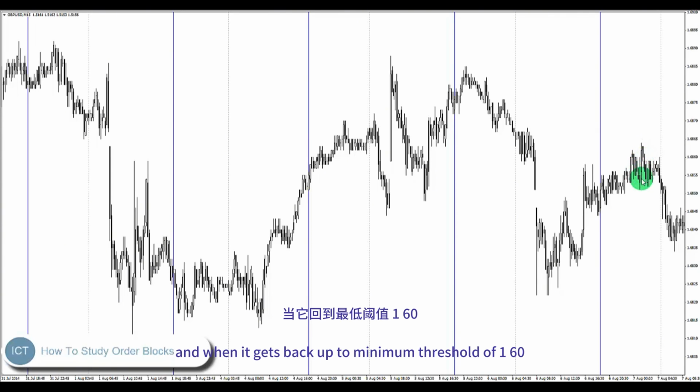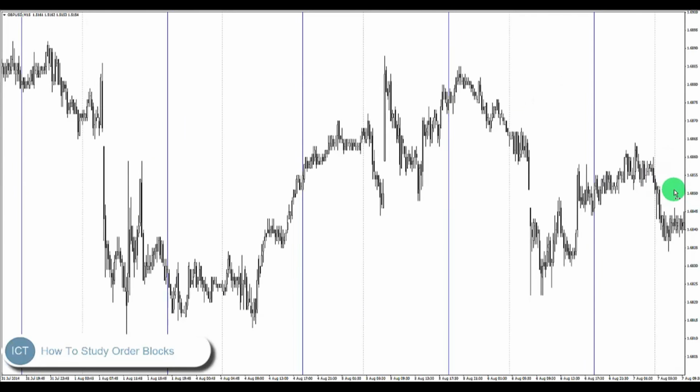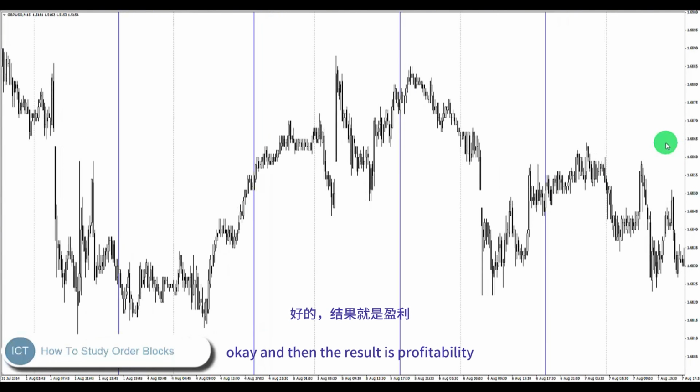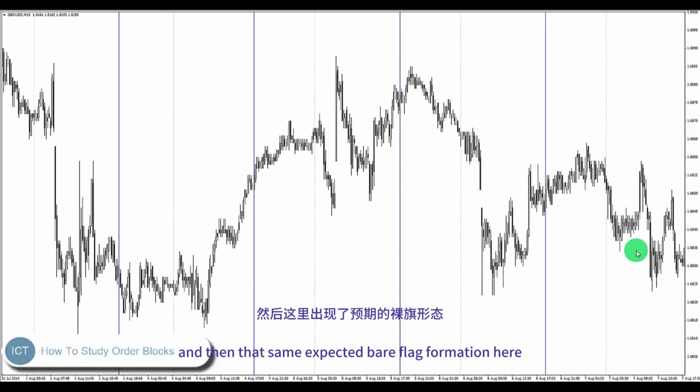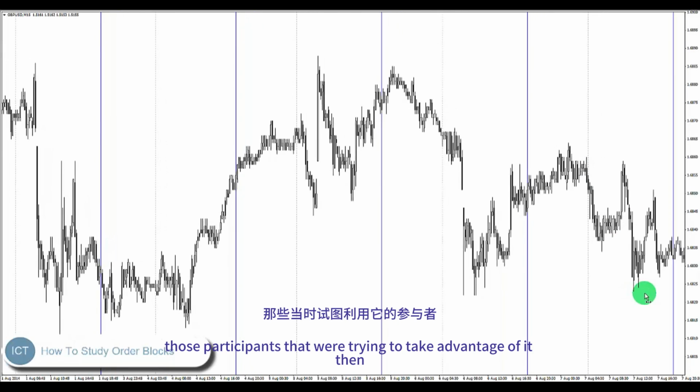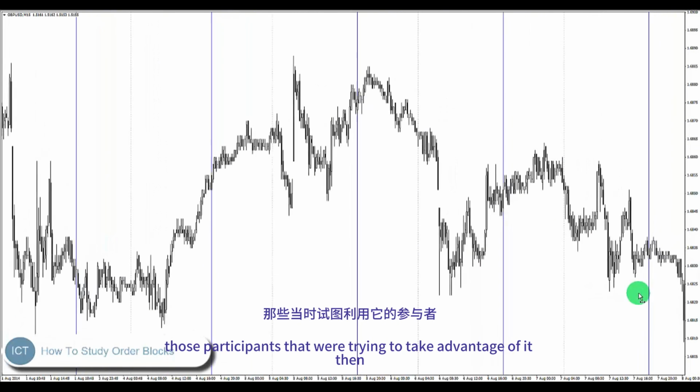And when it gets back up to minimum threshold of 168.54 after midnight, after it guns out these highs, this high, short-term stops, right in here, boom, you're looking to be a seller. And then the result is profitability. And then that same expected bear flag formation here did eventually materialize, but just wasn't able to pay those participants that were trying to take advantage of it then.